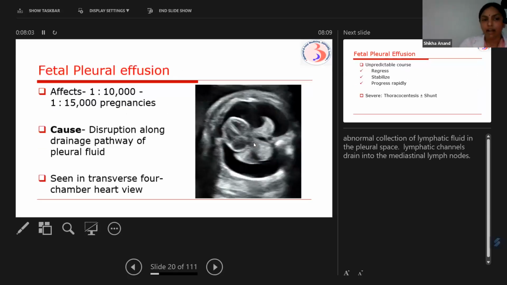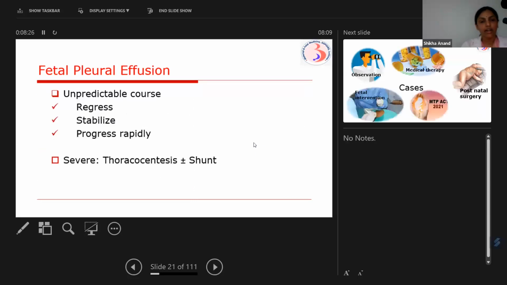Now, this was about the intrinsic lung masses. Fetal pleural effusion is also a rare entity occurring in around 1 in 10,000 pregnancies. It occurs because of the disruption along the drainage pathway of the pleural fluid. And in this transverse view of the thorax, we can see that both the lungs are surrounded by fluid, which is the fetal pleural effusion. So if the effusions are small and the secondary causes are ruled out, then it can be just followed up with serial ultrasound. However, if it is severe, then we need to do intervention in the form of thoracocentesis as well as placement of a thoracoamniotic shunt.